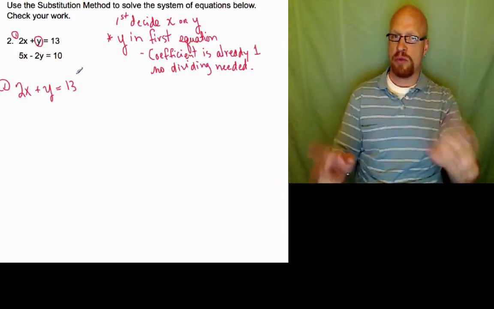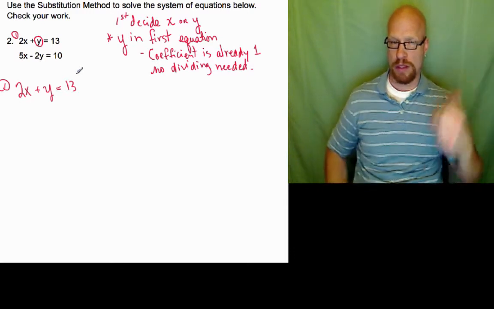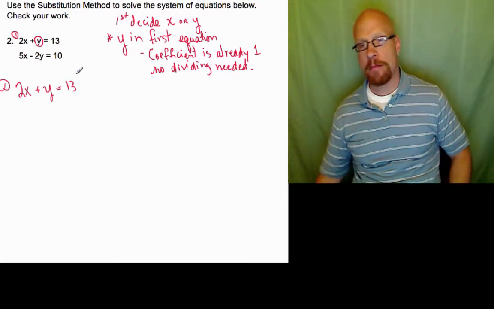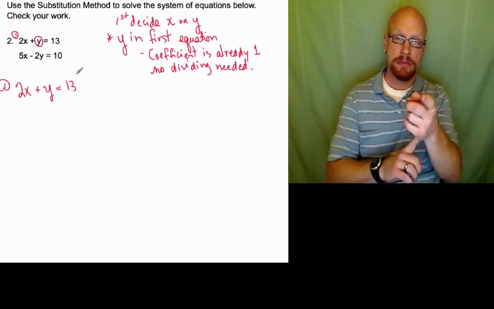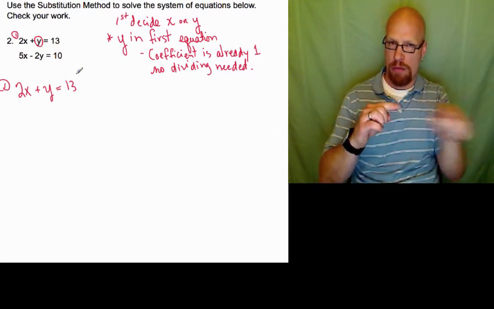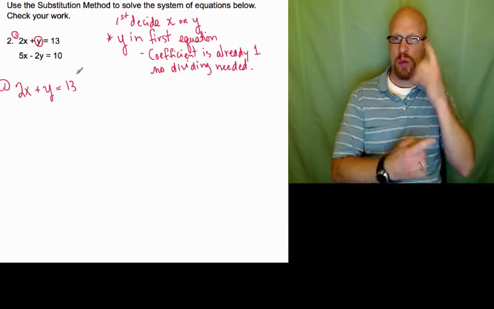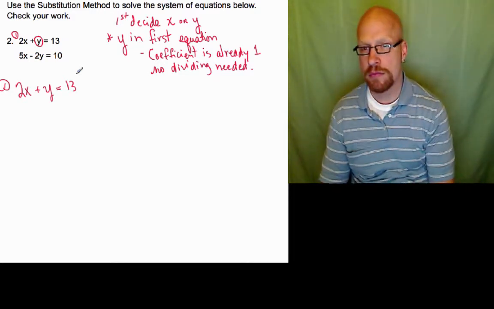Okay, now, like I said before, the y variable in this equation already has a coefficient of one. And now we have 2x plus y equals 13. What that means is, in order to isolate the y, I need to, quote-unquote, get rid of 2x. So I'm going to subtract 2x from both sides, and that should work out for me.